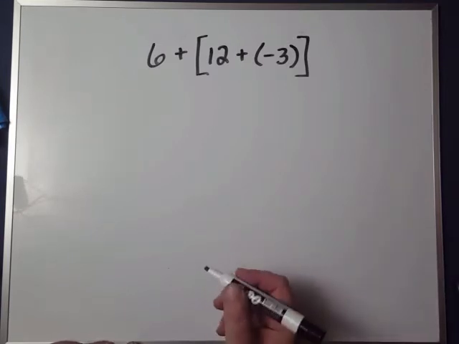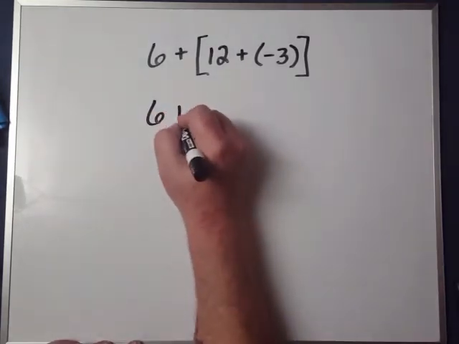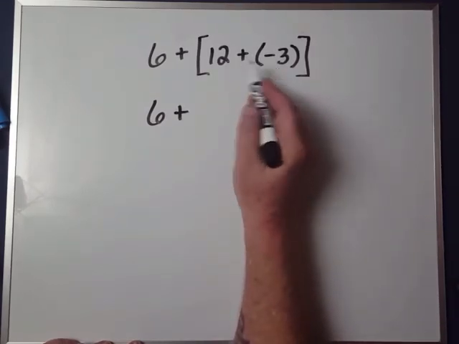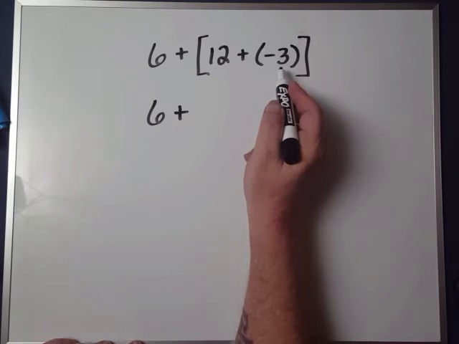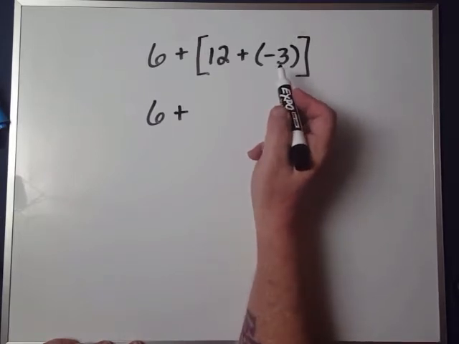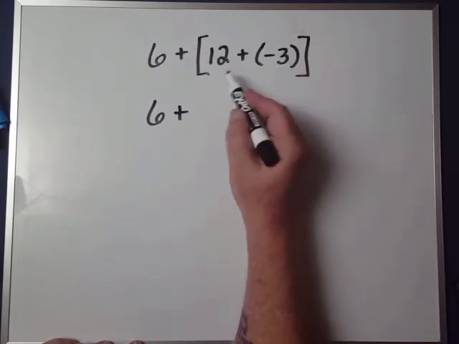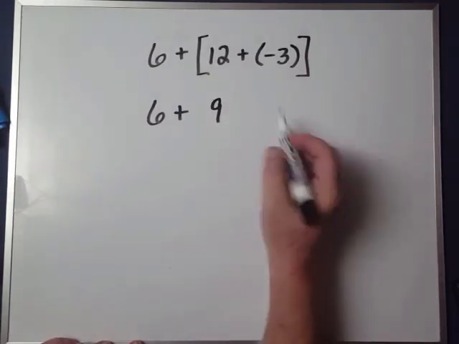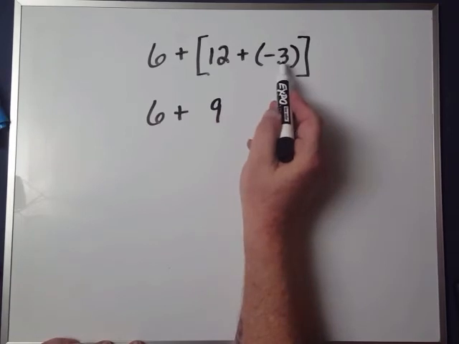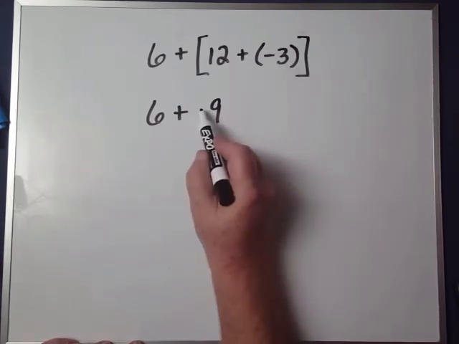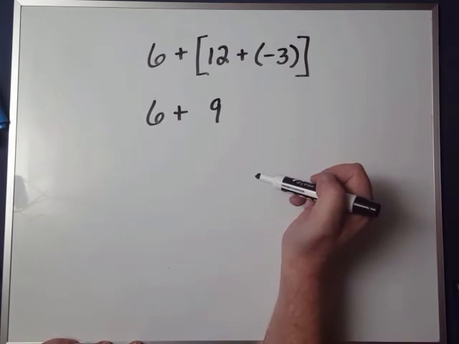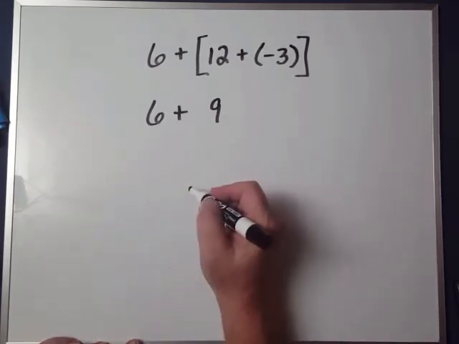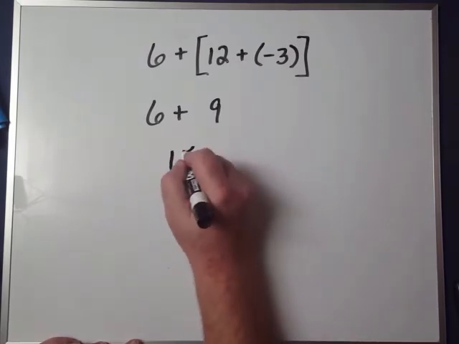We'll start then inside the square brackets. Inside the square brackets, we're adding two numbers of opposite sign, 12 plus negative 3. So what are we really doing? We're really subtracting. Subtract their absolute values. 12 minus 3 is 9. 12 is bigger than 3, so the result is going to be positive 9. Now the only thing left to do is add 6 and 9. 6 plus 9 is 15.